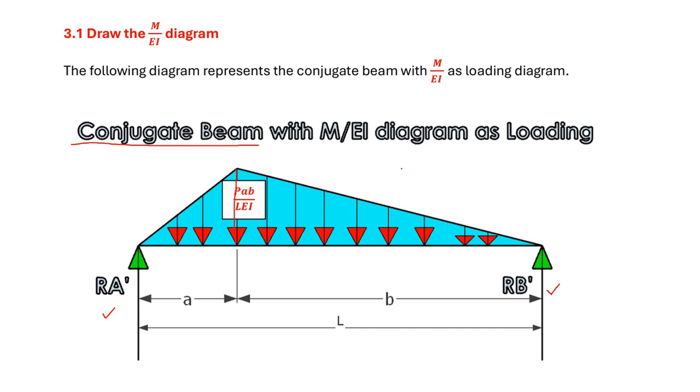And the bending moment of the real beam is the load diagram for the conjugate beam. So this is the load diagram for the conjugate beam, and this beam is called the conjugate beam. Now we will calculate the reaction RA dash, the reaction RB dash, and also I will determine the bending moment at this point A. Let me take this point as A. It's not a big issue. Now this point is taken to be A, and at this point I will calculate the bending moment.